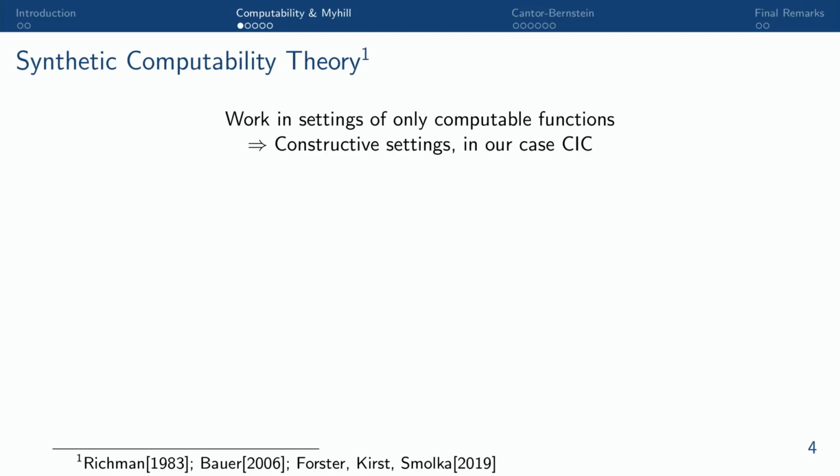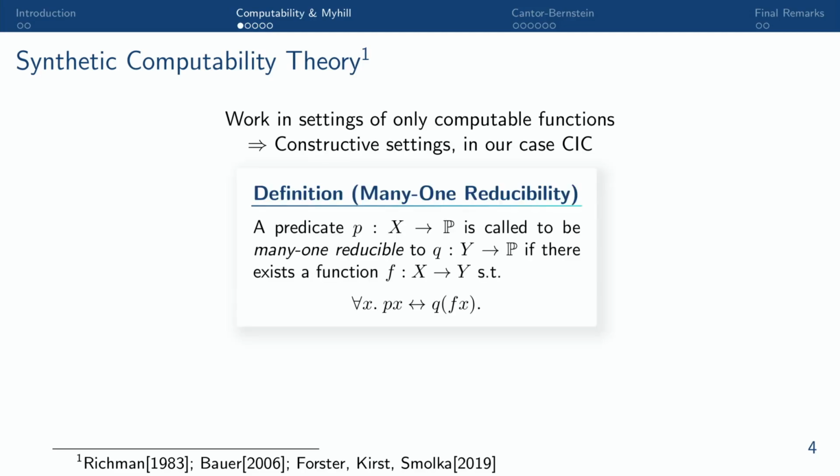And why we were so excited or are so excited about synthetic computability theory becomes maybe clear if we look at basic notions from computability theory, for example, the many-one reduction. In our setting now, we talk about predicates instead of sets that reduce to each other, and we say that a predicate P many-one reduces to a predicate Q, as you might guess, if there exists a function f from X to Y, such that this pointwise equivalence holds: P x holds if and only if Q of the function value f x holds.